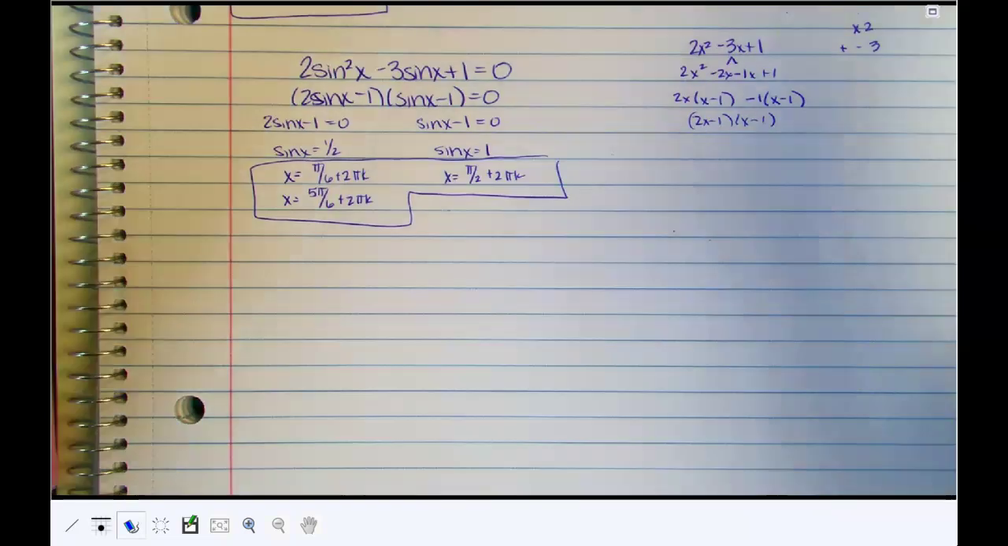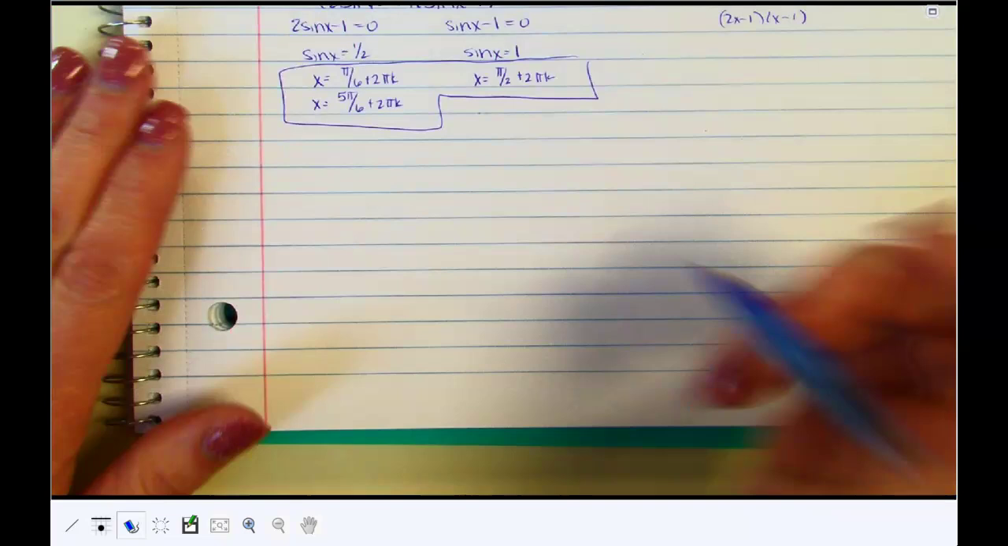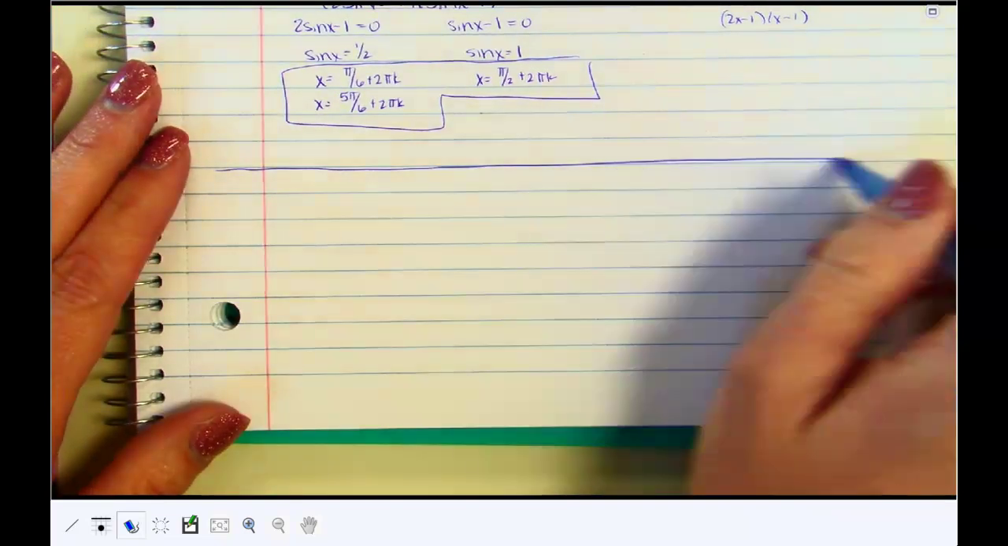Okay, do you have questions about the factoring kind? Okay, we're going to add one more level to that and then, oh my gosh, stop.